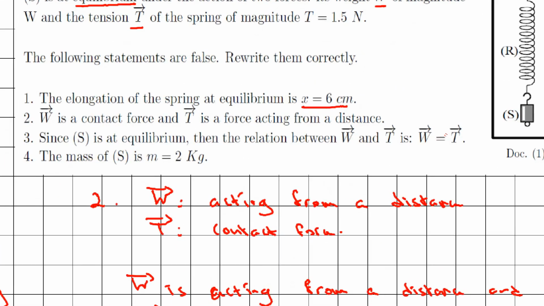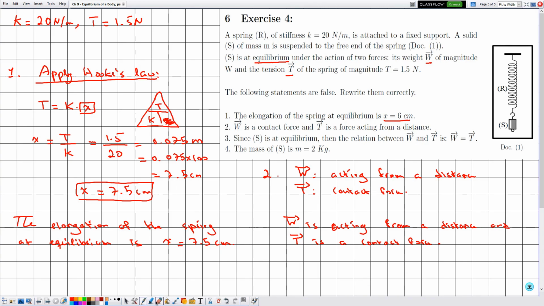Now, number 3 is, since S is at equilibrium, then the relation between W and T is given by W vector is equal to T vector. Now, as we have done in number 1, the wrong part in this statement may be in this relation. In order to determine what's wrong in this relation, let's refer to the condition of equilibrium and discuss what's the relation between W and T.